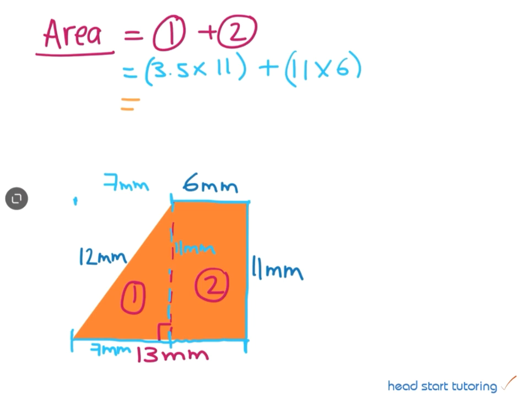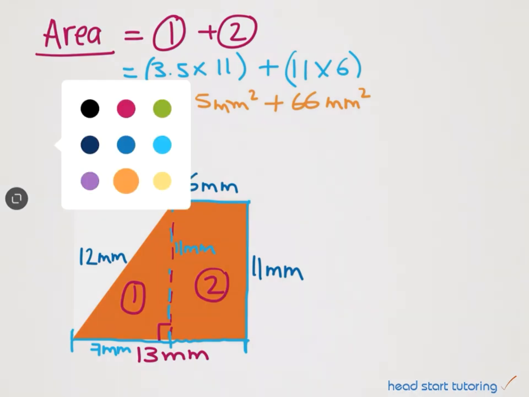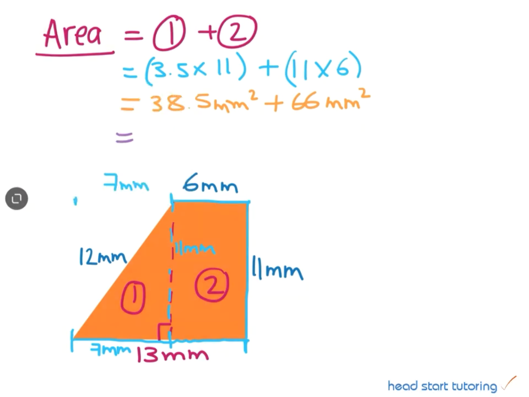3.5 multiplied by 11 is equal to 38.5 millimeters squared. And then we plus 66 millimeters squared, because that's 11 times 6. Right, and then we obviously just need to add those together, and we end up with 104.5 millimeters squared. So that is the area of this irregular shape.